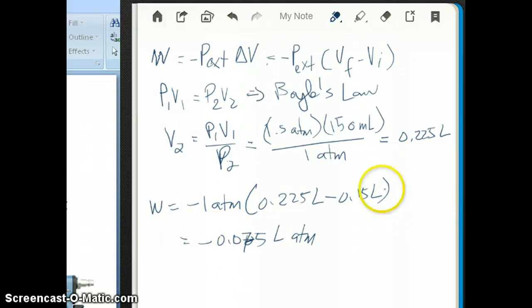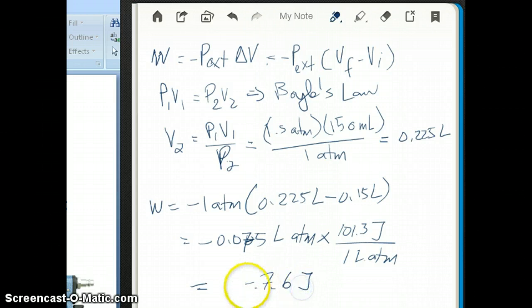Now this can be converted to joules, right? We're using our conversion factor from liter atmosphere to joule. In this problem, you're actually given that conversion factor directly, but you can derive it, remember, from the gas constant. So this is 101.3 to 1. And if you do that calculation, you should get negative 7.6 joules.